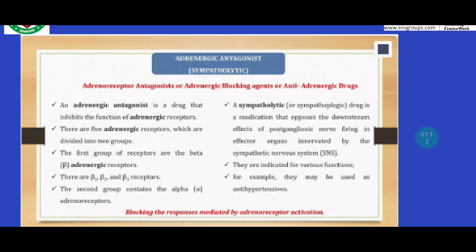An anti-adrenergic drug is a drug which is going to inhibit the functions of adrenergic receptors. There are 5 adrenergic receptors. They are classified into beta 1, beta 2, and beta 3, and the second group is alpha adrenoreceptors. First, we see what is meant by sympatholytic agent.